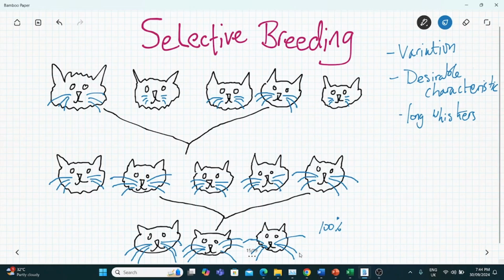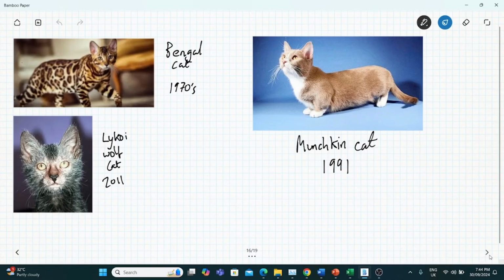Now you have to be a little bit careful here, because what we're doing is crossing siblings together, and you want to really avoid doing that to avoid any genetic abnormalities occurring. So the idea is you have to continually repeat this process until all of them have the desired characteristic that you're looking for.